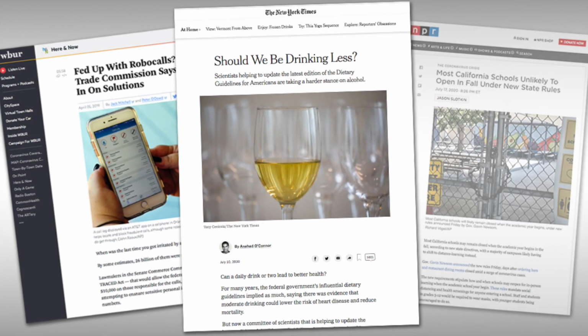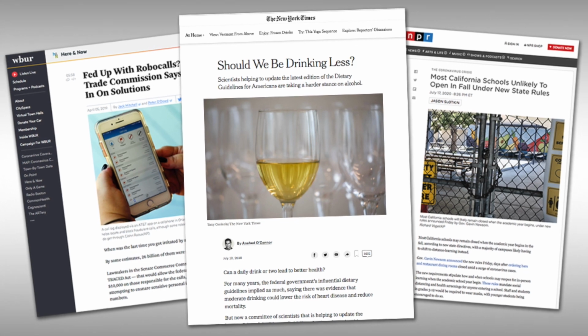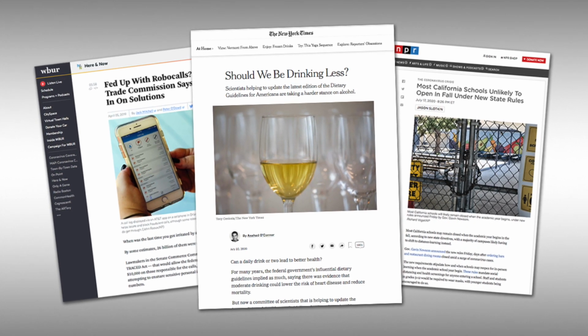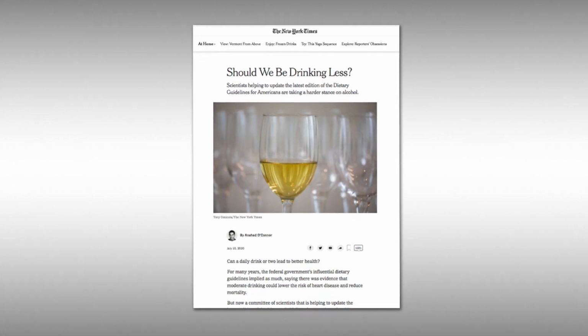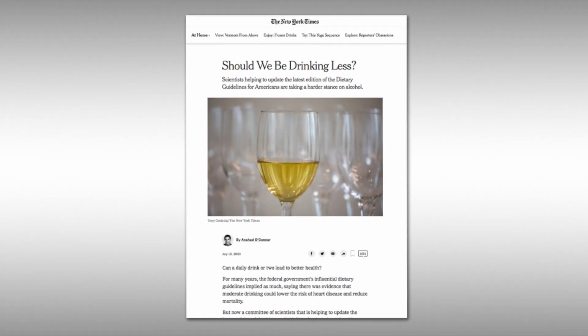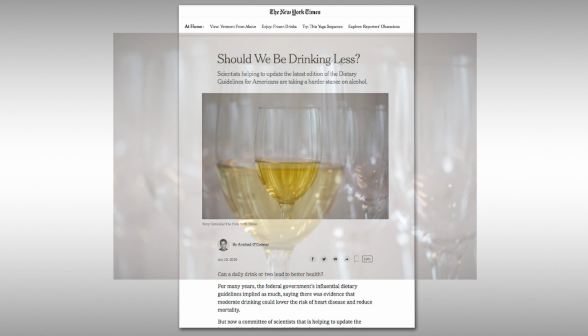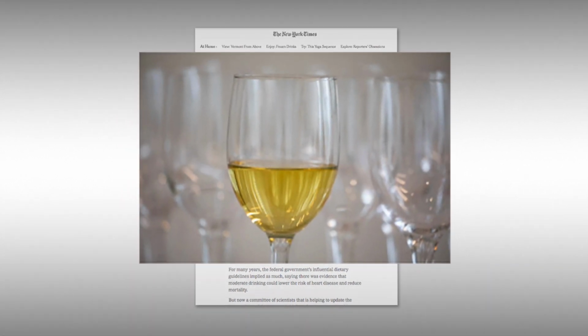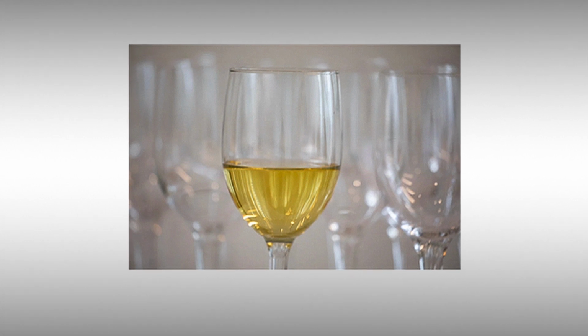Other examples can be found all over the internet on news sites and blogs where generic stock images are used as visual lead-ins to attract a reader's eye. For this article, Should We Be Drinking Less?, the art director chose a generic stock photo of wine glasses, which was probably inexpensive, quick to use, and an easy solution for the article.